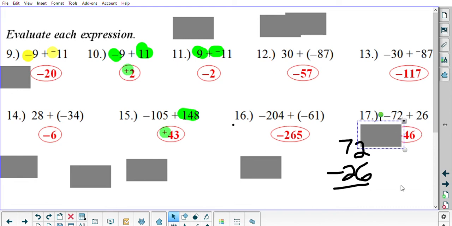Now, should it be positive or negative? It should be negative because the bigger absolute value number from the original problem was the negative, and so the negative wins, so to speak. That is going to give you negative 46.